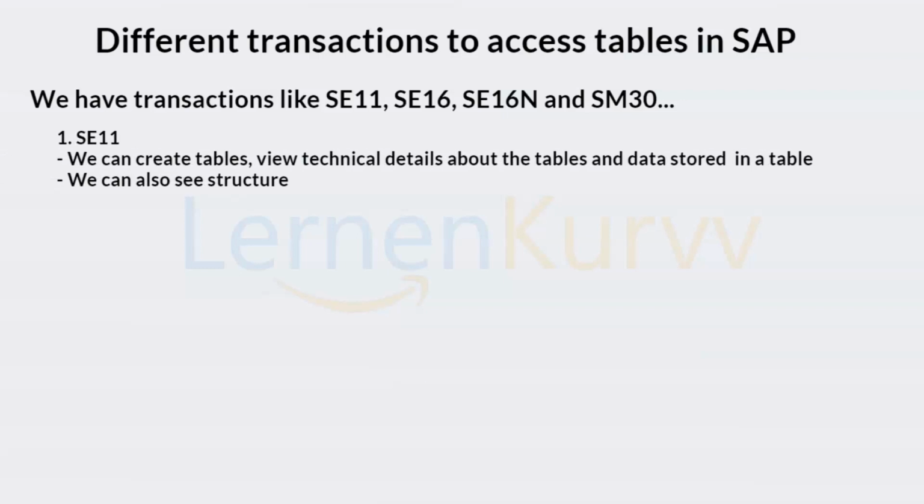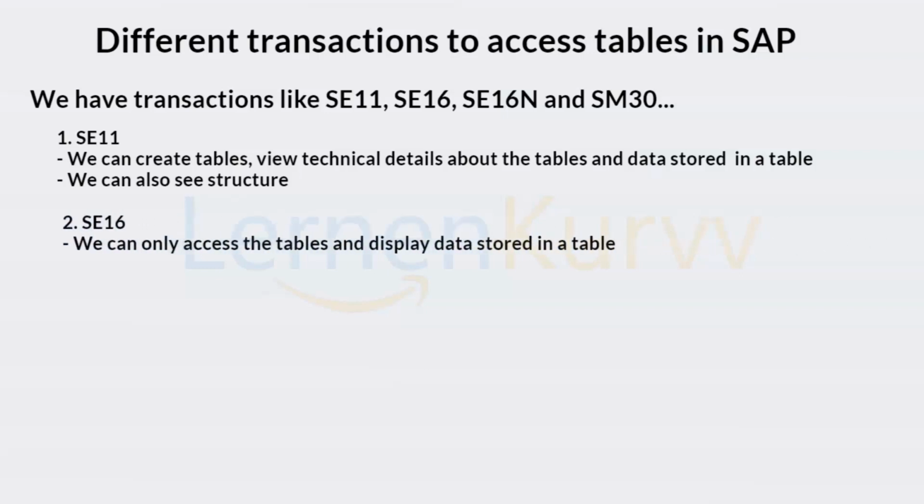SE11 is majorly used by the technical team to create tables, view technical details of the tables, display the data stored in the tables, and we can see the structure as well, which makes it unique. As in other transactions, we cannot see the structure details. Only in SE11, you can see the structure. SE16 is a transaction which can be used only to access the data stored in the tables.